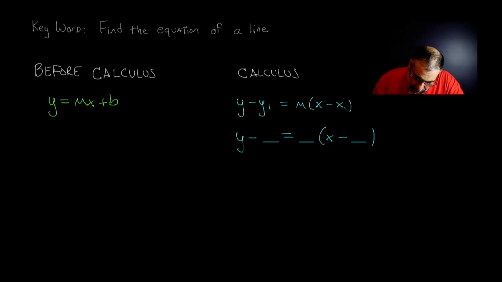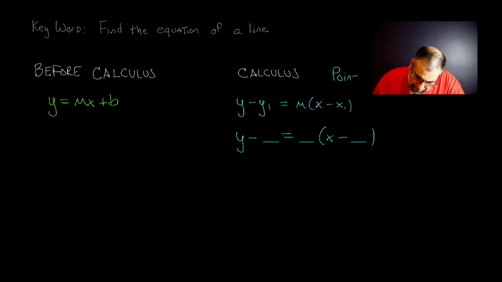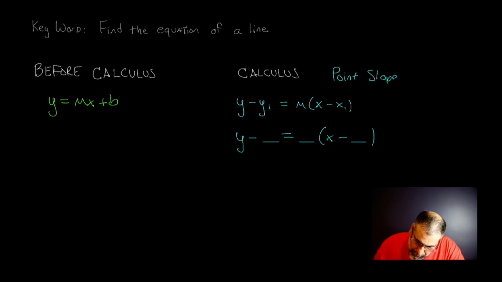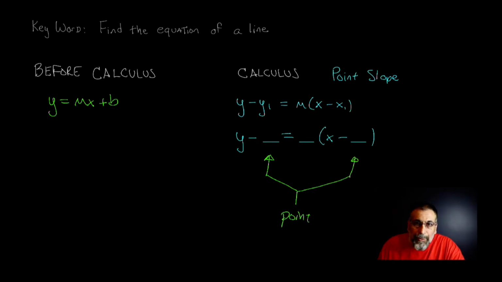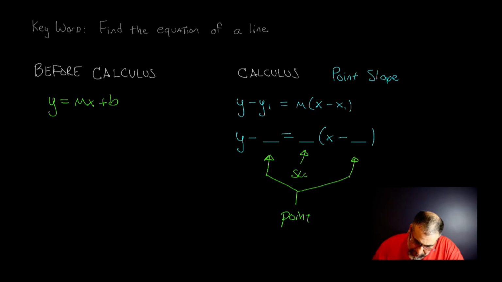So again, this is called the point-slope form. And the reason it's called the point-slope form is very simple. In order to use it, you've got to know a point and you've got to know a slope. So right here and here, that's going to be the point that you're going to use. Okay, the y value goes in that first blank, y minus the y value. The x value is going to go in that last blank, x minus that x value. Now the blank in the middle, that's where your slope is going to go.